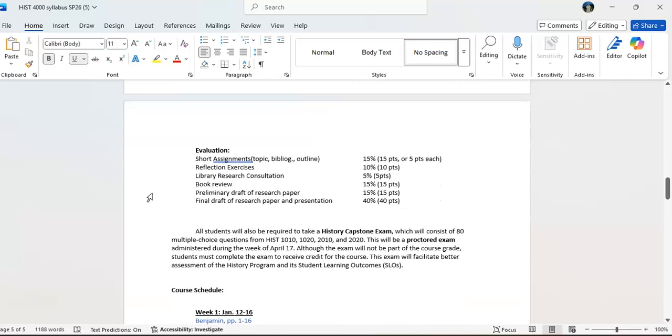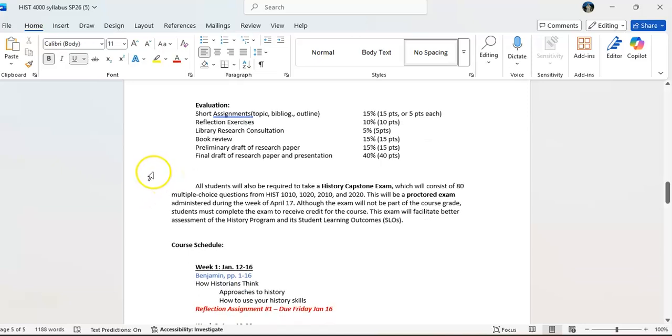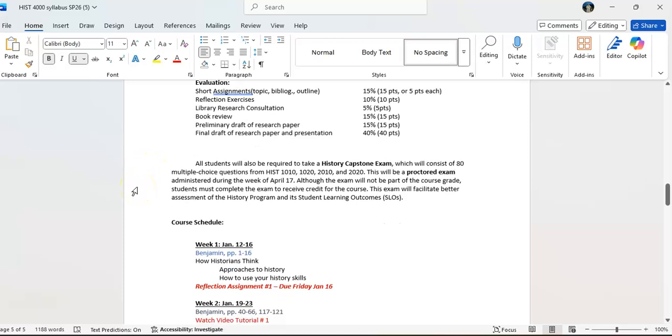The evaluation, this is basically your grade. So you can look at this on your own. The paper is worth 40%, the final draft. So these are weighted grades. So if you look at your grade book and you either panic or are really happy about your grade, keep in mind that your library research consultation that you get 100 on is only 5% of your grade, and the paper is 40%.